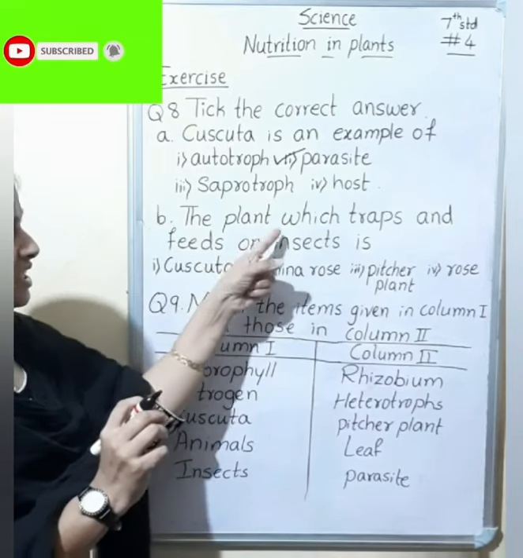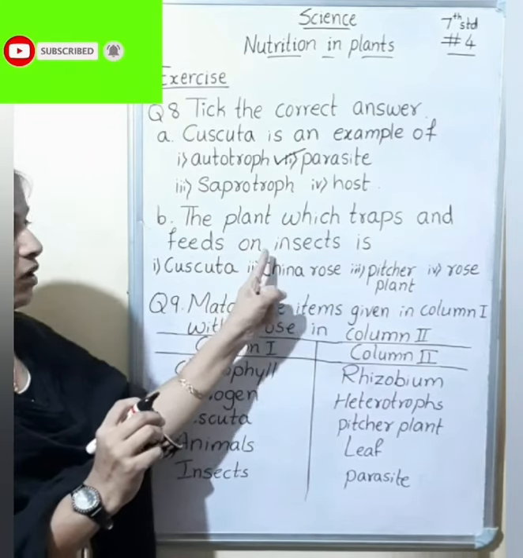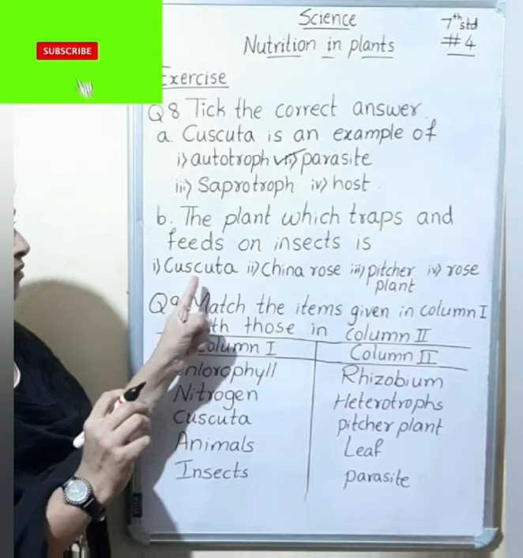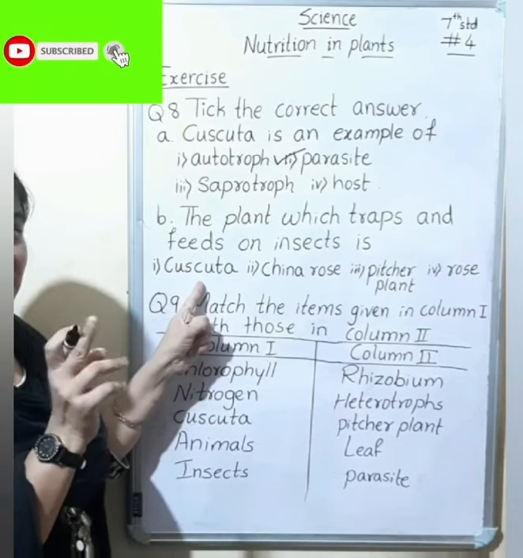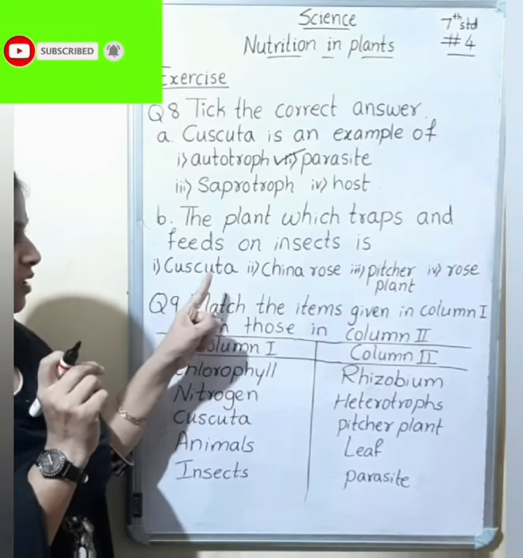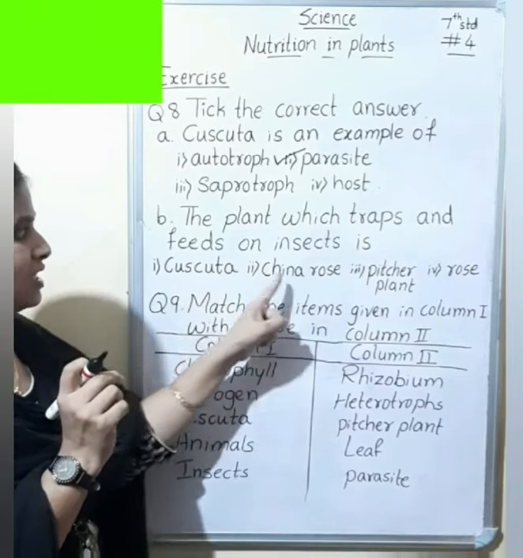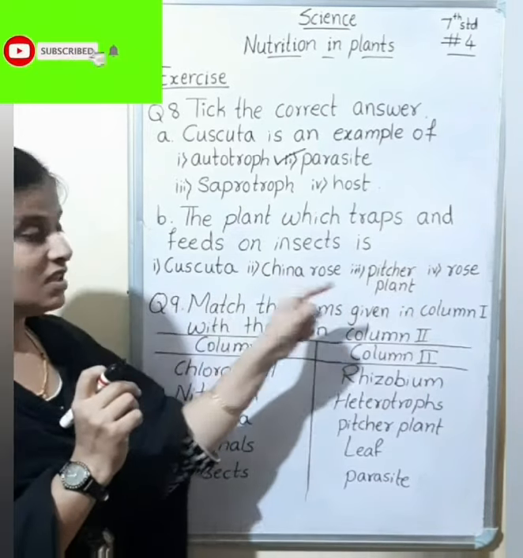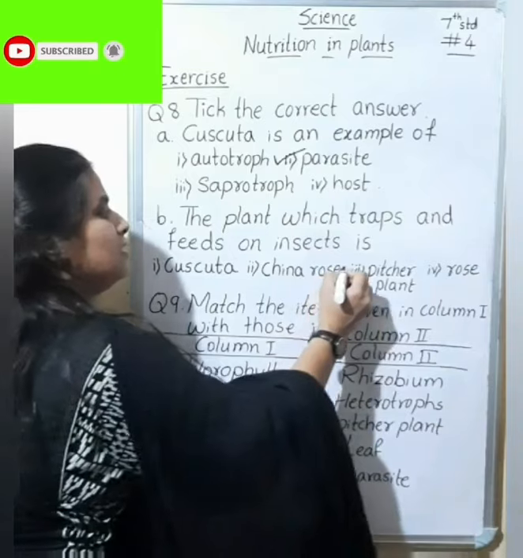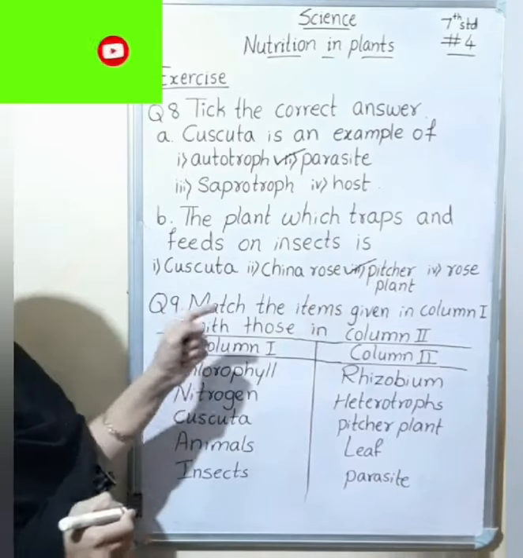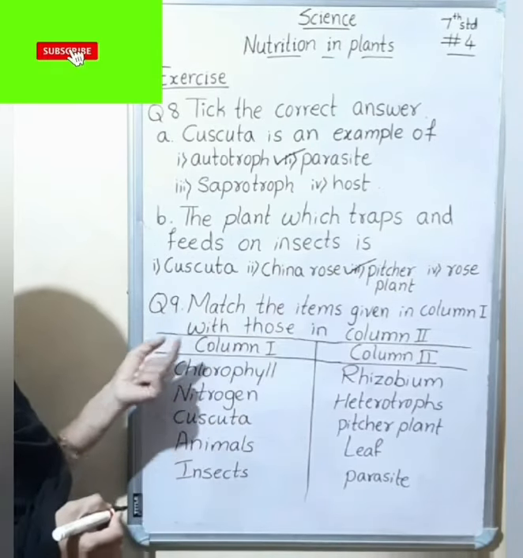The plant which traps and feeds on insects is called an insectivorous plant. So an example of an insectivorous plant is it Cuscuta, China rose, pitcher plant or rose? Yes, of course it is pitcher plant. Okay, so I am marking here. You can just write down the answer.